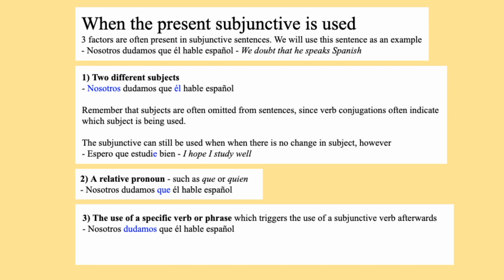And perhaps the most important of these three factors is the use of a specific verb or phrase which will activate the use of a subjunctive verb afterwards. In this case we have dudamos. The verb dudar will indicate that hablar must be conjugated subjunctively in this sentence. Why is that the case? We will look at that shortly.